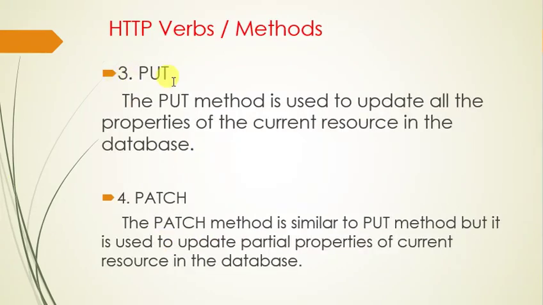Third, we have the PUT method. The PUT method is used to update all the properties of the current resource in the database. For example, if you want to update all the properties of a particular employee, then you need to use this PUT method. We can update an existing record only. We cannot add a new resource using this PUT method.